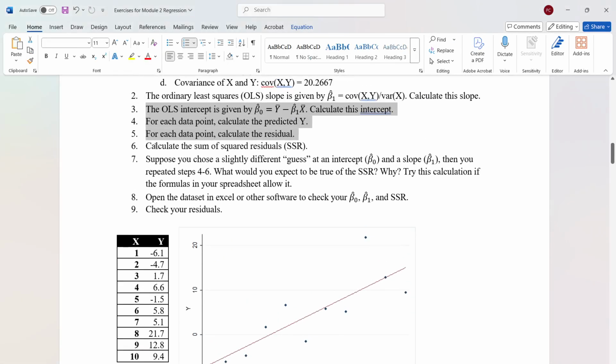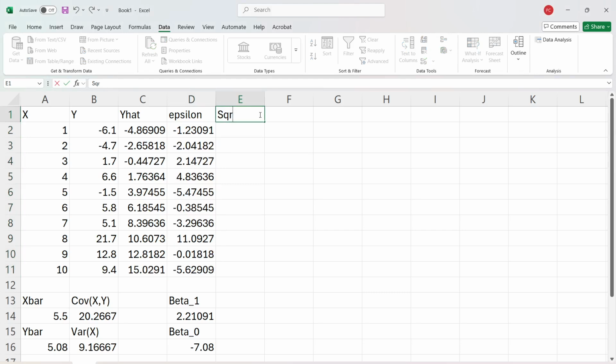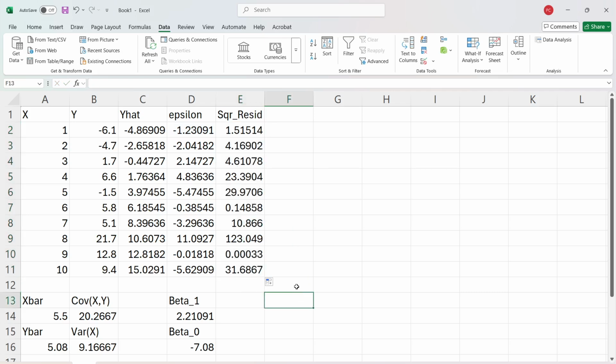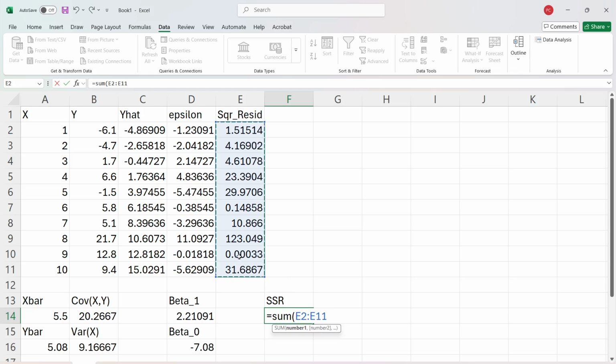What else can I do? Calculate the sum of squared residuals, SSR. Easy. I can make a column here that's the squared residual. I'll say square resid, and that's just epsilon squared, so equal to this number raised to the power of 2, no sweat at all the way to the bottom, and say SSR is equal to the sum of the squared residuals.